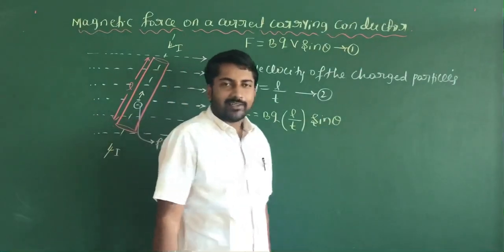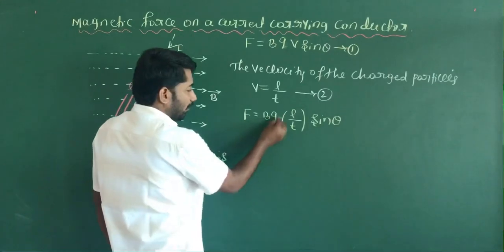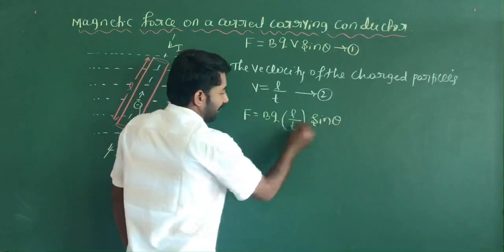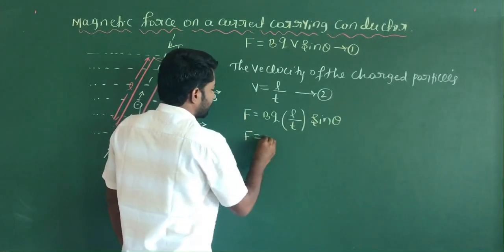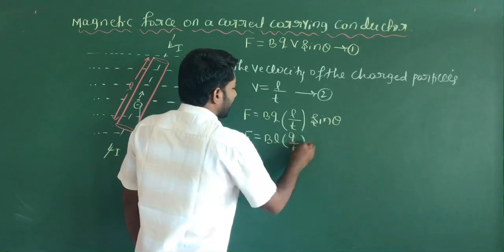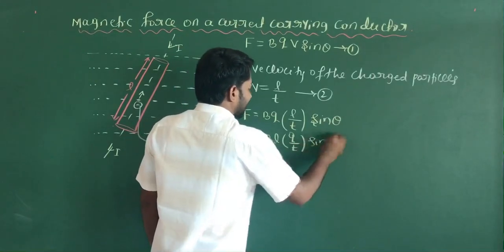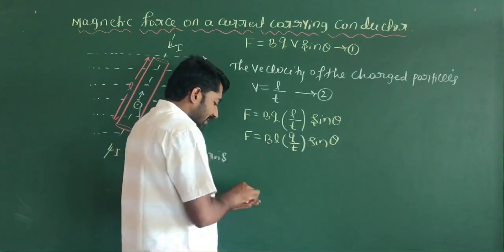What is current? Current means the rate of flow of charge is called current. Q divided by T is I. I can rearrange this equation. We get F is equal to B L into Q divided by T into sin theta.